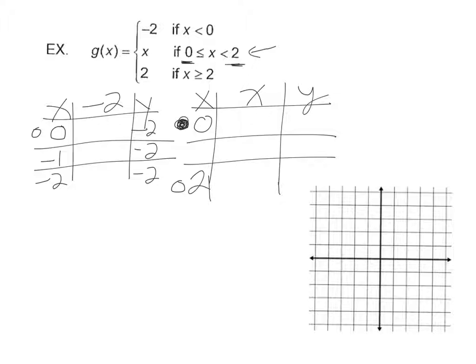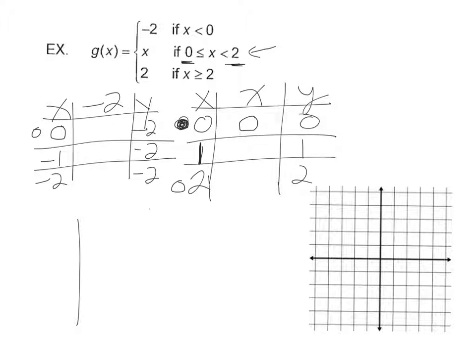And then I need to pick a number in between 0 and 2, so let's pick 1. Sometimes you have to do a fraction for that in-between number. When I plug in for x, I don't have anything to do with it. Once it's plugged in, that's going to be the value. So 0 plugged in gives me 0, 1 gives me 1, 2 gives me 2.